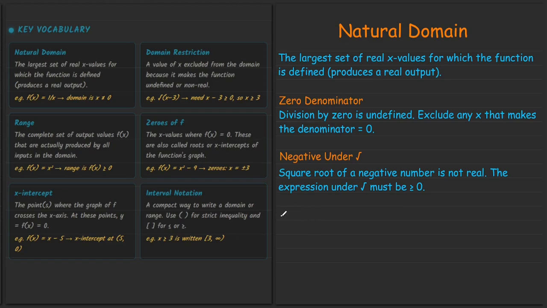So if we have a function such as f of x, and f of x is simply the square root of, let's say, x minus 4, then if you want to list out this domain, we would have to make sure our x minus 4 is always greater than or equal to 0.